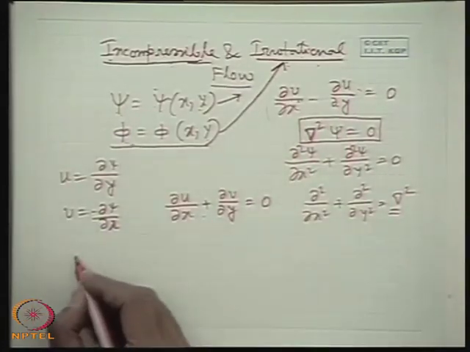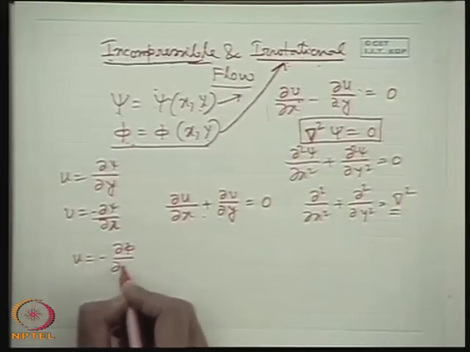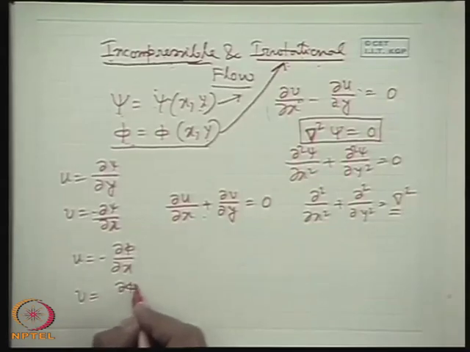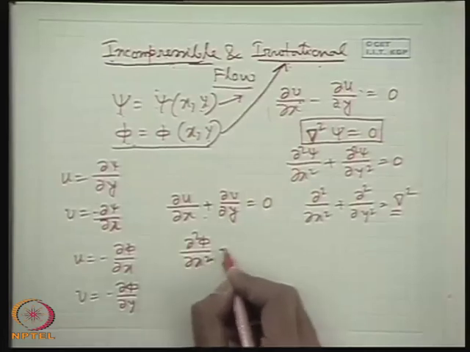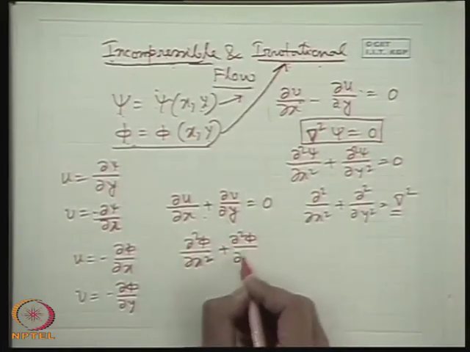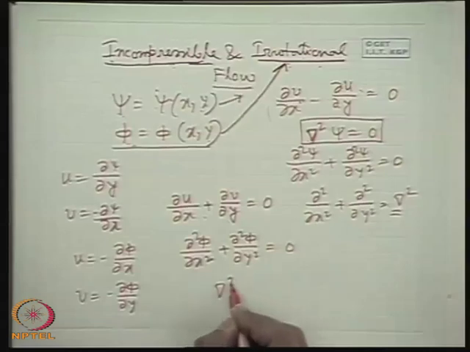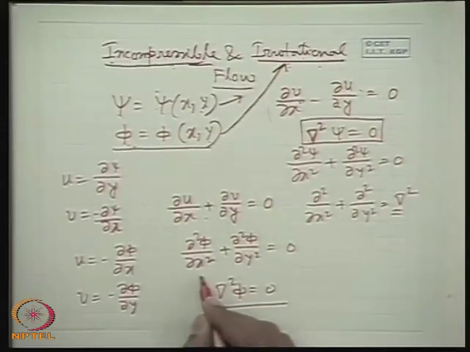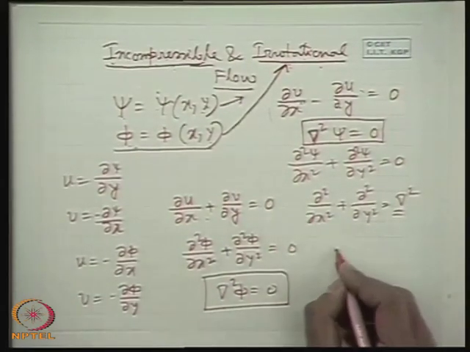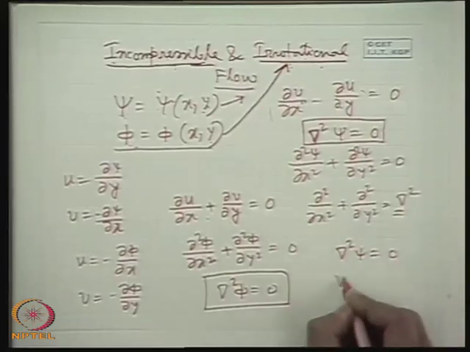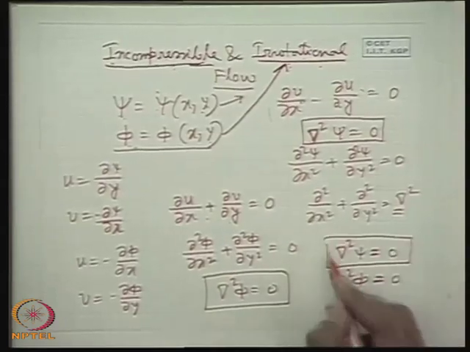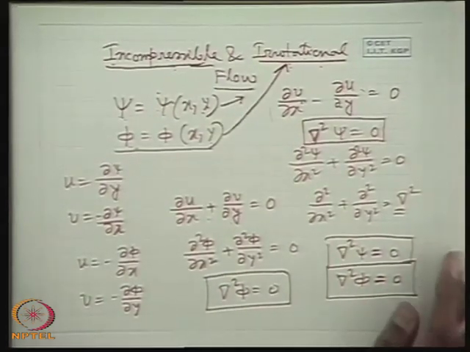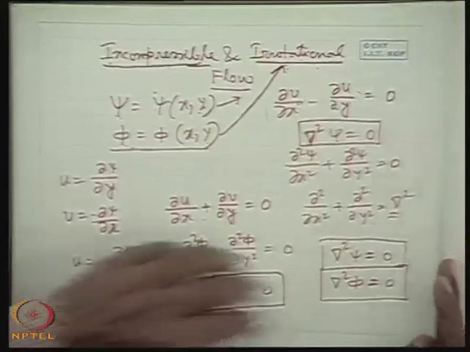Now if you substitute phi with the definition that u is equal to minus del phi del x and v is equal to minus del phi del y, we get the same type of equation, not the same equation: del square phi del x square plus del square phi del y square, that means Laplacian phi is 0. So for an incompressible and irrotational flow, the psi function satisfies the Laplace equation and the phi function also satisfies it. To evaluate the psi function and phi function, we have to solve only Laplacian psi is equal to 0 and Laplacian phi is equal to 0 with requisite boundary conditions.